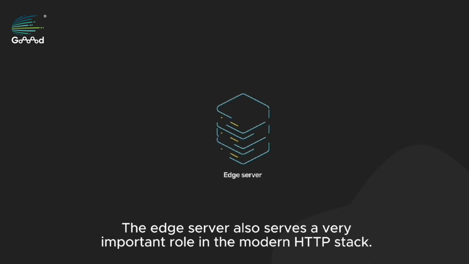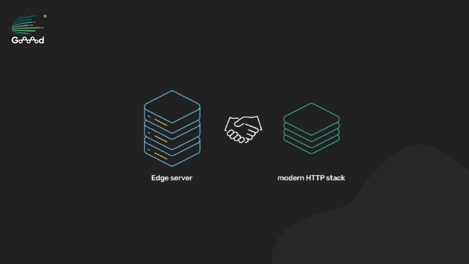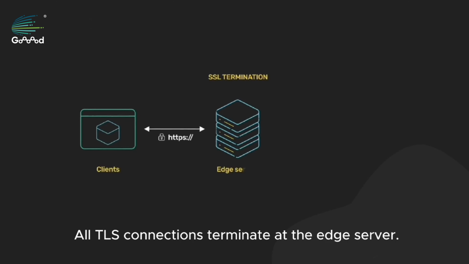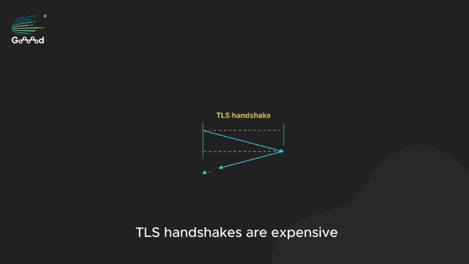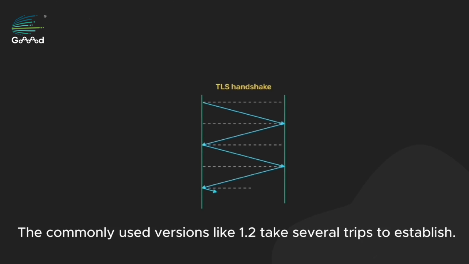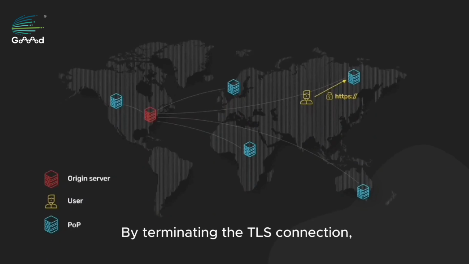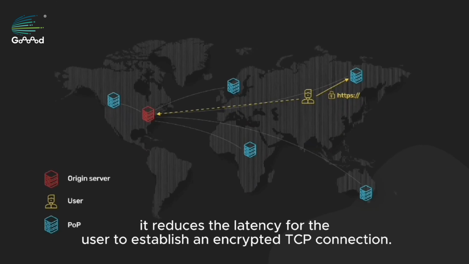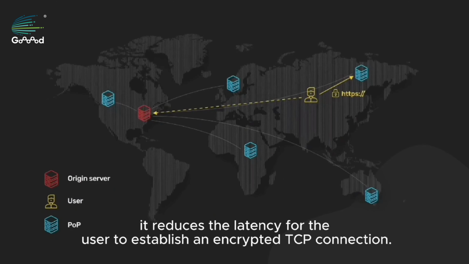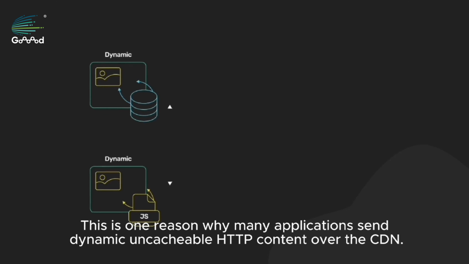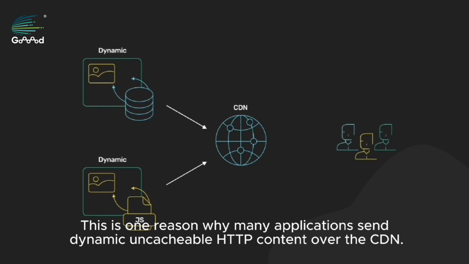The edge server also serves a very important role in the modern HTTP stack. All TLS connections terminate at the edge server. TLS handshakes are expensive. The commonly used versions like 1.2 take several trips to establish. By terminating the TLS connection, it reduces the latency for the user to establish an encrypted TCP connection. This is one reason why many applications send dynamic and uncacheable HTTP content over the CDN.